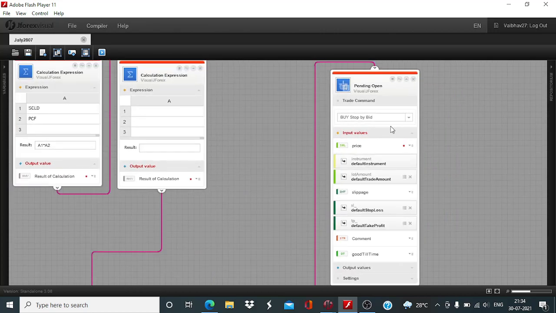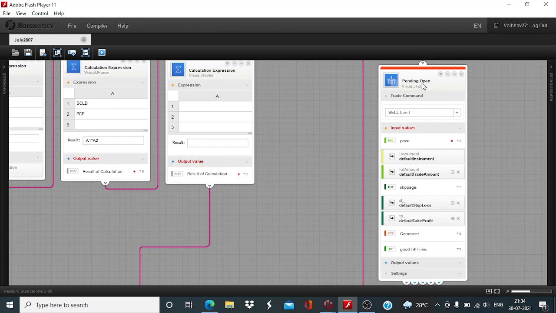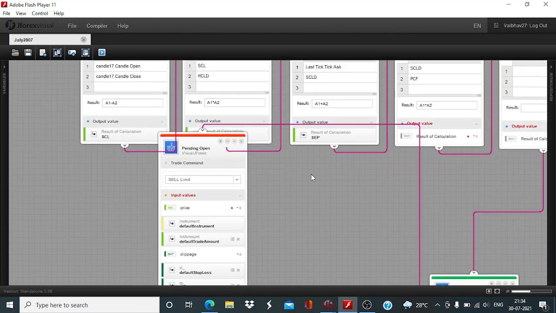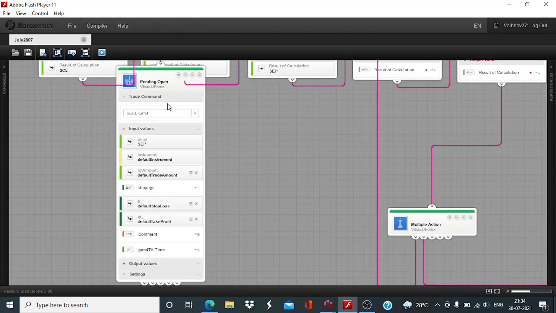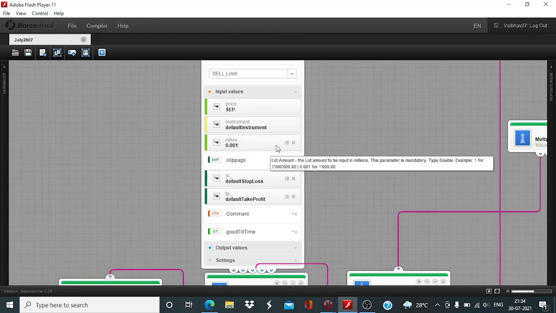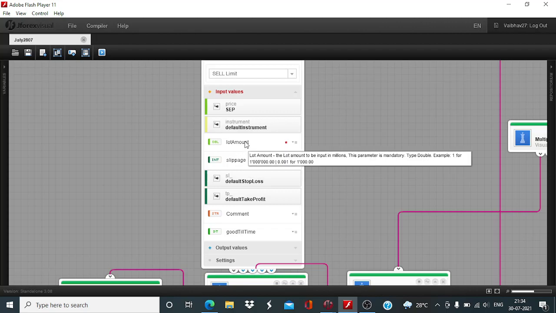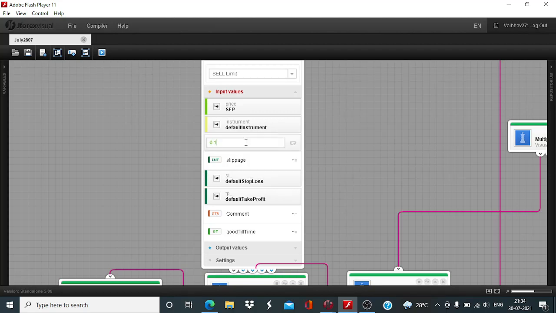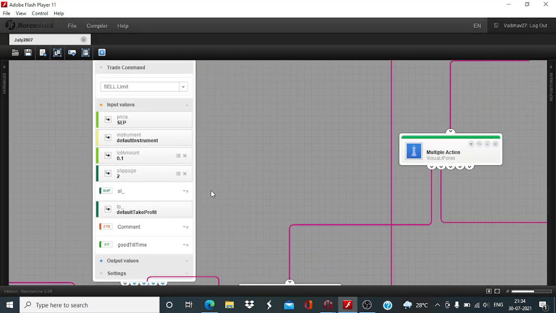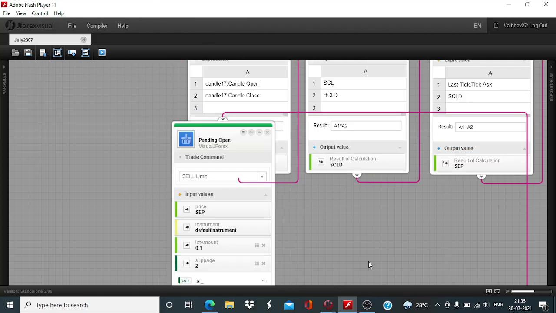This is going to be a sell limit order. Price we have defined. Here it is. Default instrument is going to be Euro USD. Trade amount I will change to 0.1 million. You should keep it as per the equity of the account. Slippage 2 pips. Stop loss is going to be used from calculation expression. Order validity we have already defined in the last session.